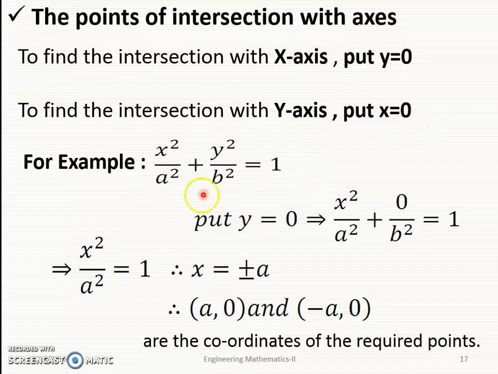For this purpose, consider this simple example. So in this example, put y is equal to 0. So we got that x is equal to plus minus a. So these are the 2 points where this curve meets the x-axis. Similarly, you can find out the point of intersection with y-axis by putting x is equal to 0 into the given equation.